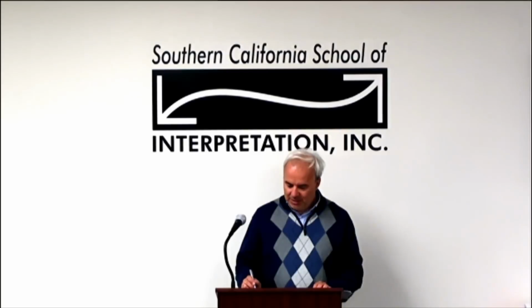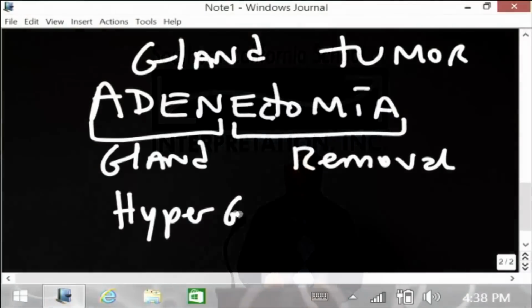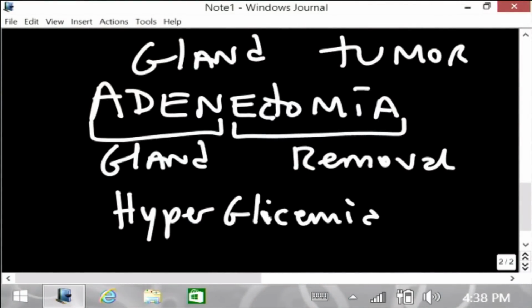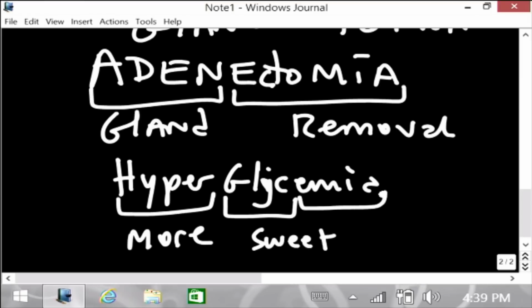Adenectomía or adenectomy is the removal of a gland. Let's see, for example, this one. Hyperglycemia. What exactly is that? Well, everything that starts with the root hyper means more. And glyce means sweet. And emia refers to the blood. So what it means is there's more sweet, more glucose in the blood. That's what it refers to. Hyper, more, glyce, sweet, emia, blood. Okay? That's important to keep in mind.